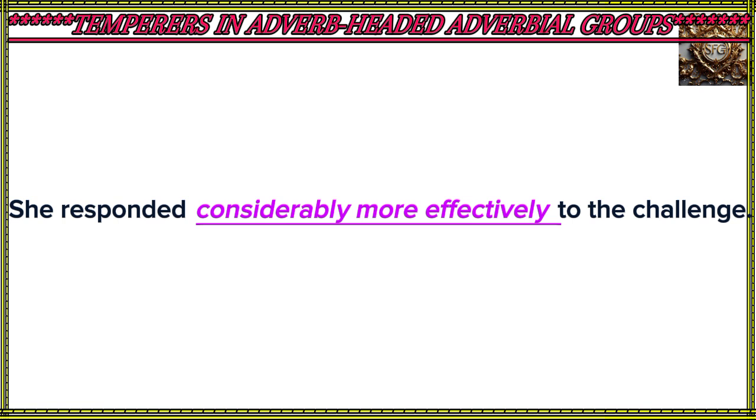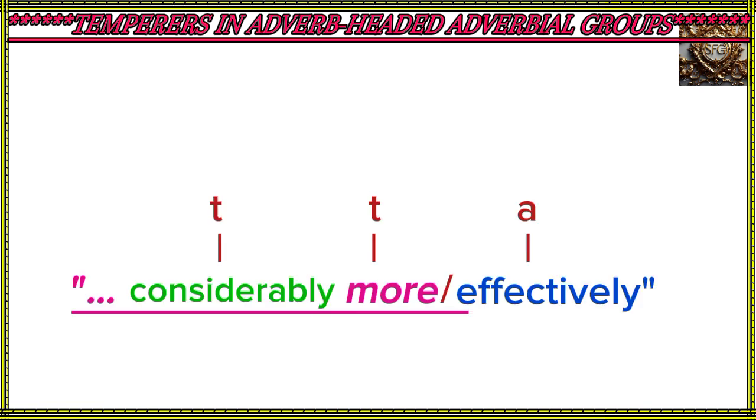She responded considerably more effectively to the challenge. Considerably more effectively in this sentence is an adverb-headed adverbial group. In this group, considerably is an intensifier, intensifying the comparative element more. Both considerably and more may work together to function as a temporer to the apex effectively.